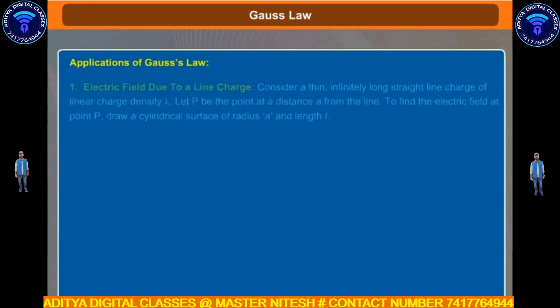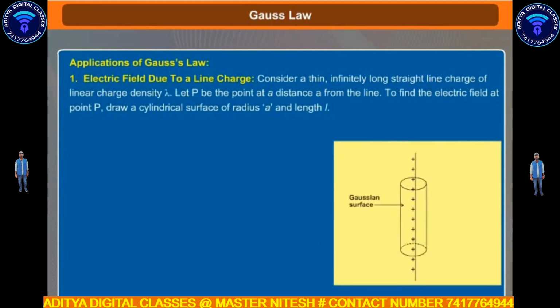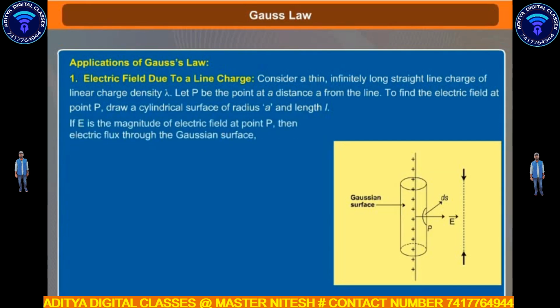Applications of Gauss' law. First, electric field due to a line charge. Consider a thin, infinitely long straight line charge of linear charge density lambda. Let P be the point at a distance a from the line. To find the electric field at point P, draw a cylindrical surface of radius a and length L. If E is the magnitude of the electric field at point P, then the electric flux through the Gaussian surface phi is equal to E into the area of the curved surface of a cylinder of radius r and length L.